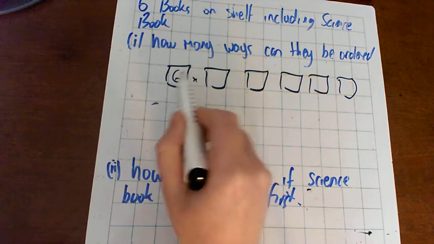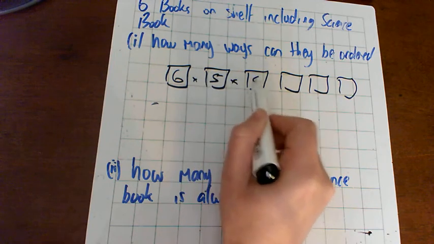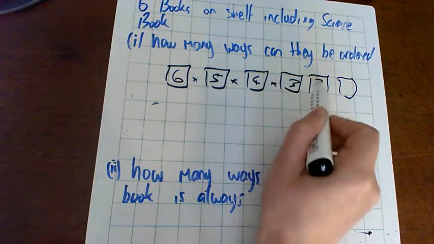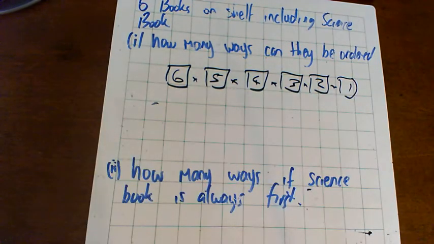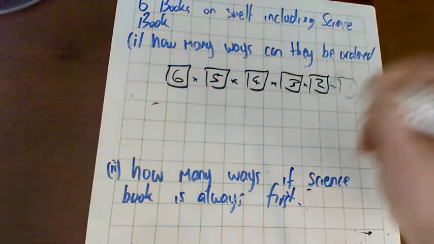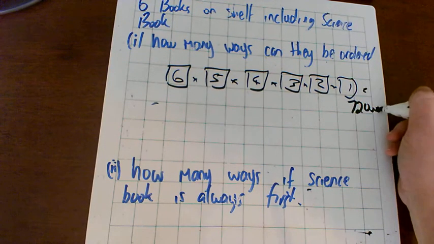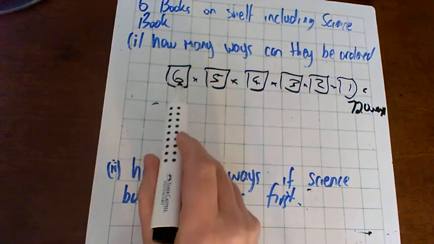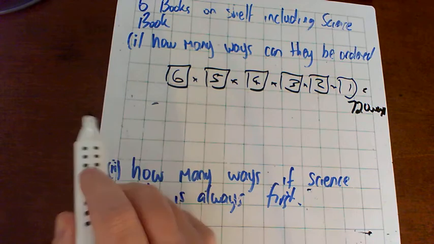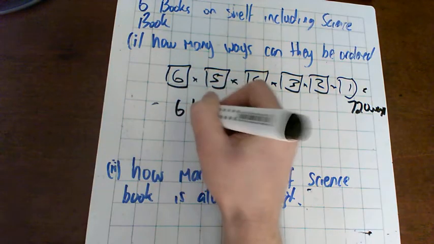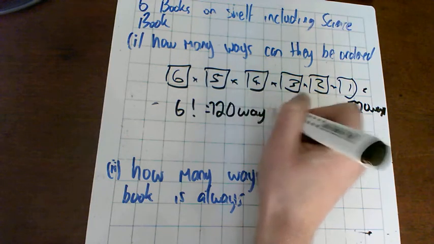And then once we've picked the first book, there's only 5 left. And once we've picked the first 2 books, there's only 4 left. 3 left, 2 left. And when you've picked your first 5 books, you'll only have 1 left. There's only 1 way. So it's 6 by 5 by 4 by 3 by 2 by 1, and that is 720 ways. But if you don't want to type into your calculator 6 by 5 by 4 by 3 by 2 by 1, you can write 6 factorial, type that into your calculator, and you'll get 720 ways.